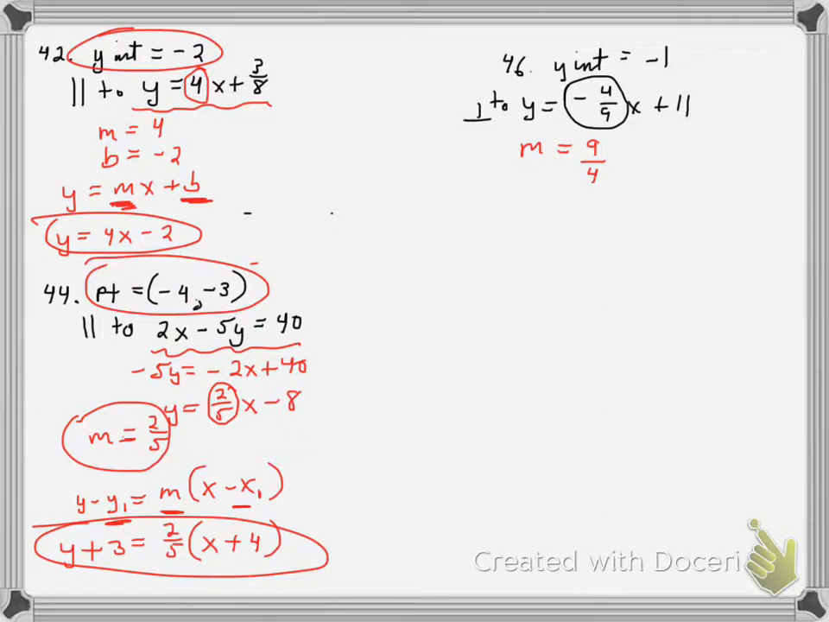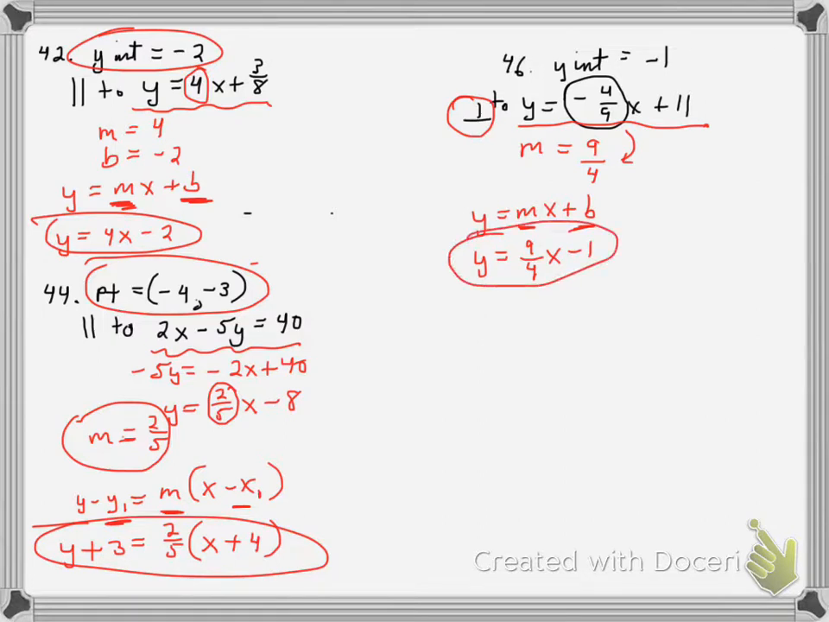Very important. When you're given an equation that's perpendicular, you want to convert to the reciprocal, the negative reciprocal or the inverse reciprocal. Now I'm given a y-intercept and a slope, so I want to use that form, y equals mx plus b, plugging in for m and b, and you get y equals, the m is 9/4, the b is -1. Let's do the next one.